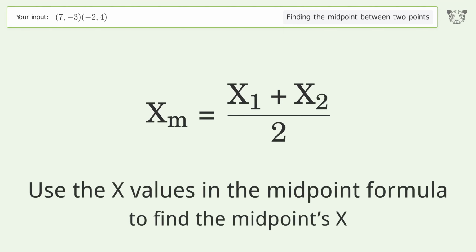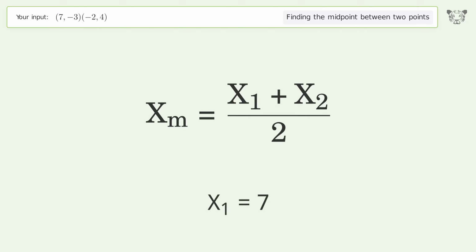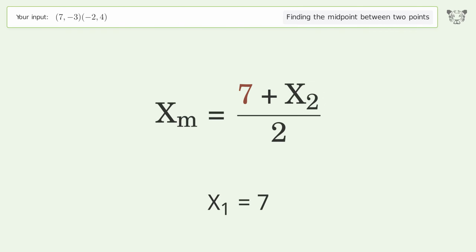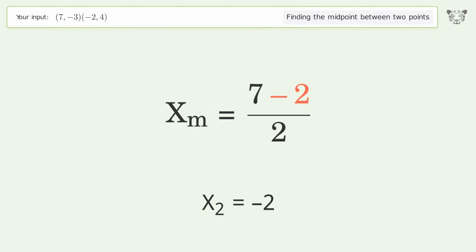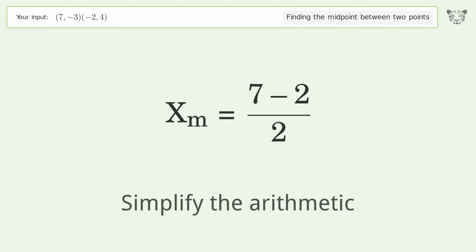Use the x values in the midpoint formula to find the midpoint's x. x1 equals 7. x2 equals -2. Simplify the arithmetic.